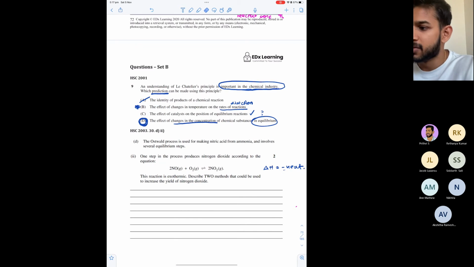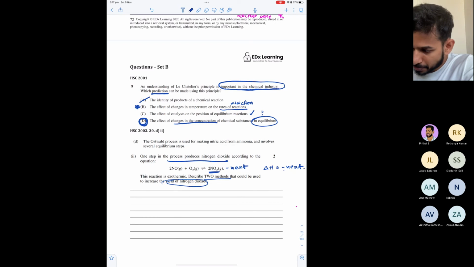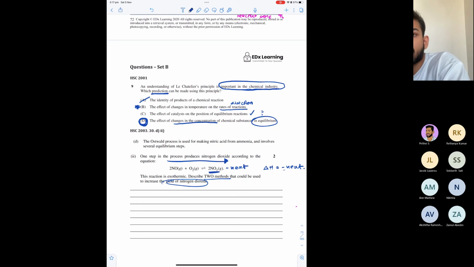So anyway, coming back to this, we're just going to write plus heat here. The reaction is exothermic, 2 methods to increase the yield of nitrogen dioxide. So actually, what are 2 things I could do to increase the yield or shift the reaction to the right-hand side? Decrease the concentration of oxygen.